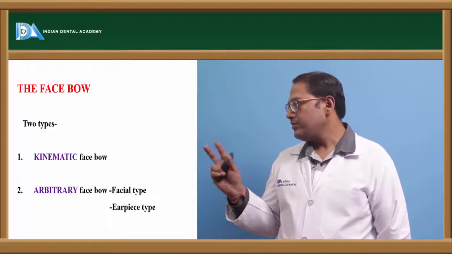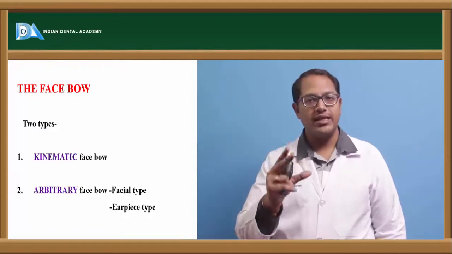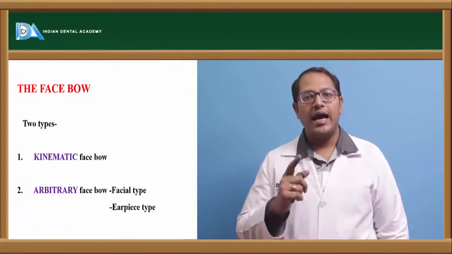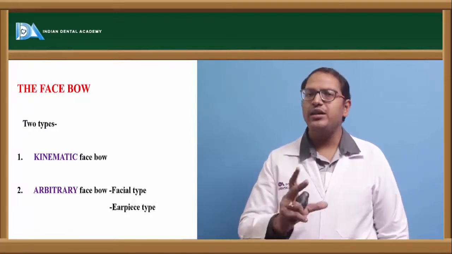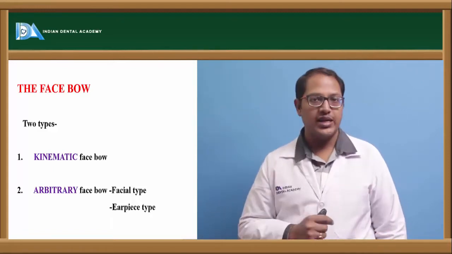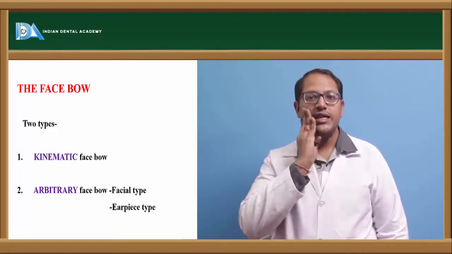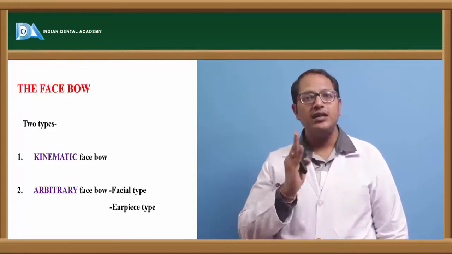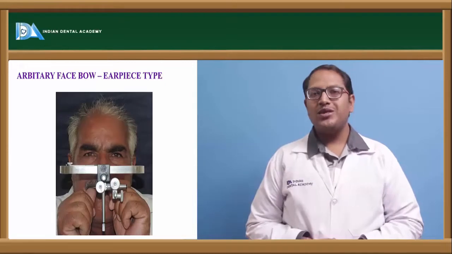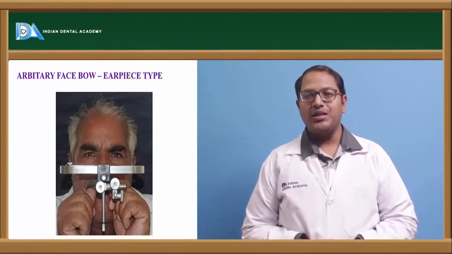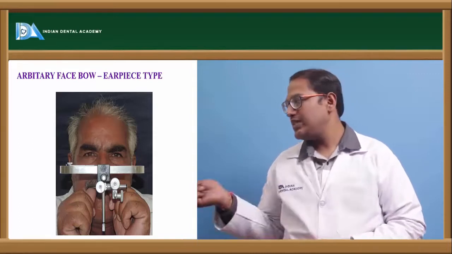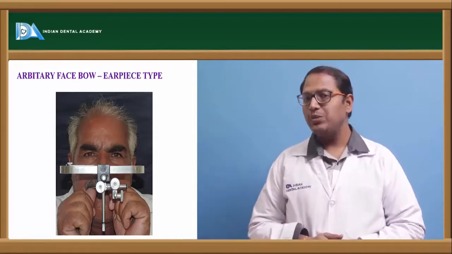So the one which will record the hinge axis truly, the true hinge axis recorder, is kinematic, and the one which will record arbitrarily somewhere nearby is called the arbitrary face bow. Now the arbitrary face bow is again of two types: fascia type, which attaches to the face, and earpiece type, which goes into the external auditory meatus. First we'll see what an arbitrary type is and how we record it. An arbitrary type of face bow is recorded in two ways. One is the earpiece face bow.